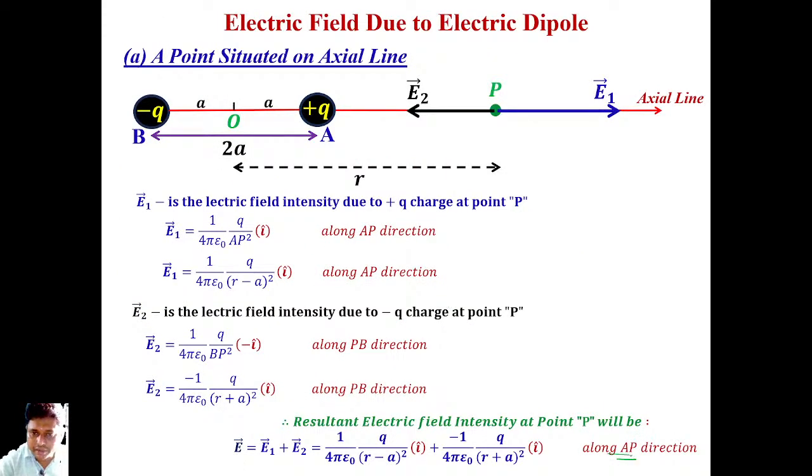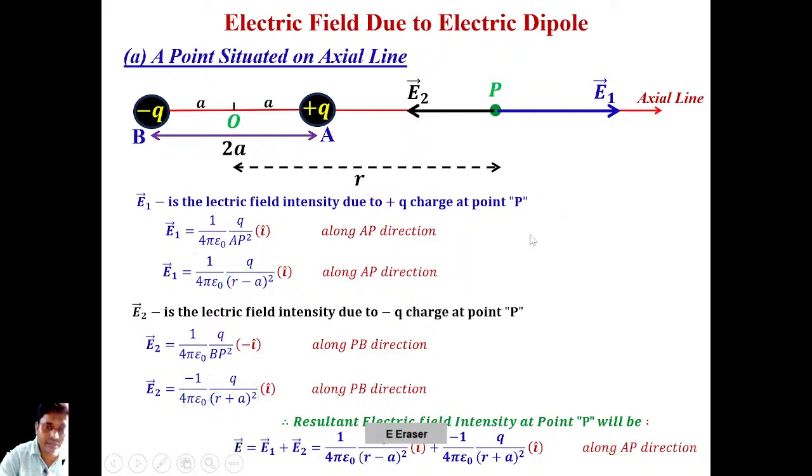that along the AP direction. Why along the AP direction? Here you can see that if we consider the magnitude of E1 and the magnitude of E2, the magnitude of E1 is greater than the magnitude of E2. Why? The denominator of E1 is less than the denominator of E2. So here r minus a is less than r plus a. So obviously the magnitude of E1 is greater than the magnitude of E2.